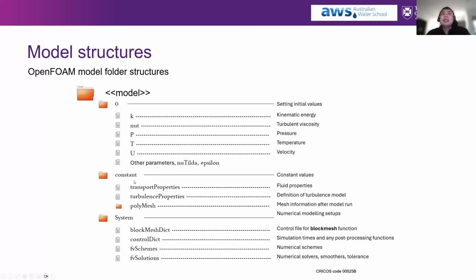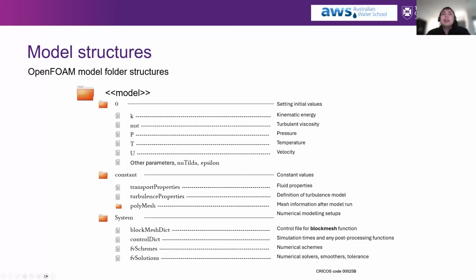The constant folder is to define constant values. For example, the fluid properties. If you model water flow, what is the water density, something like that. You also have the turbulence model as well. For the turbulence model, it's a little bit complicated to get things set up. You have the polyMesh. Sorry, I forgot to mention, when you generate a mesh by the OpenFOAM utility, you will have the mesh saved in the polyMesh folder.